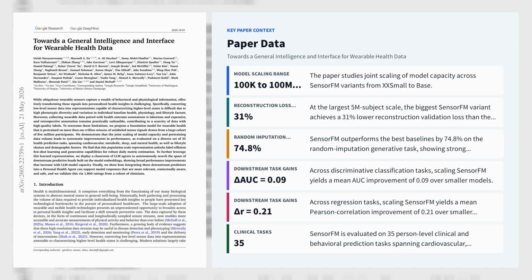On 35 person-level clinical tasks across cardiovascular, metabolic, mental health, sleep, lifestyle, and demographic endpoints, a frozen SensorFM encoder with simple linear probes outperformed engineered feature baselines on 34 of 35 tasks and achieved the best score on 31 of 35, with larger models also reducing dependence on demographic priors. The model's generative capability enabled high-fidelity recovery of missing wearable data.